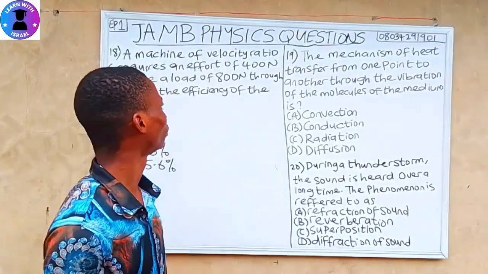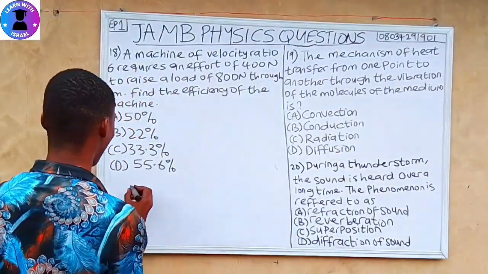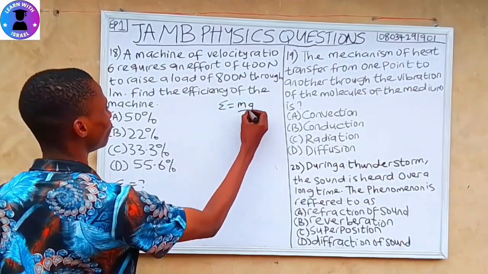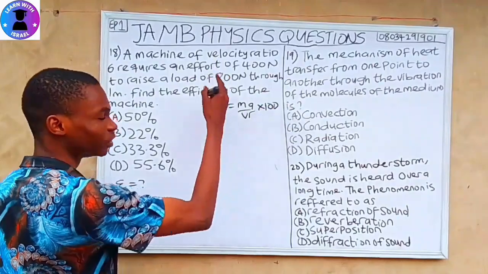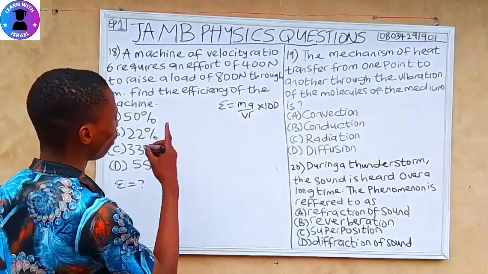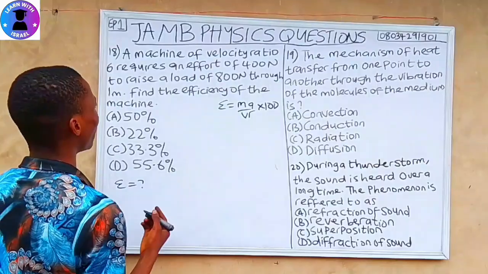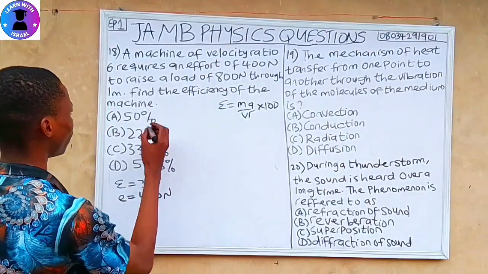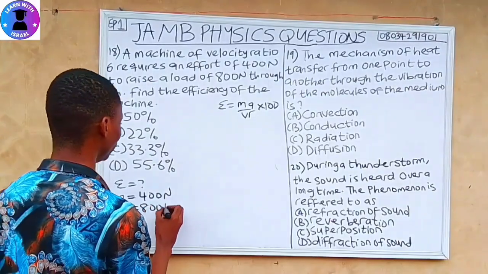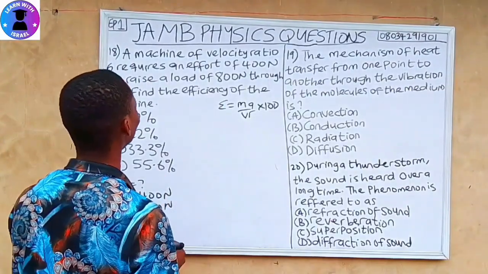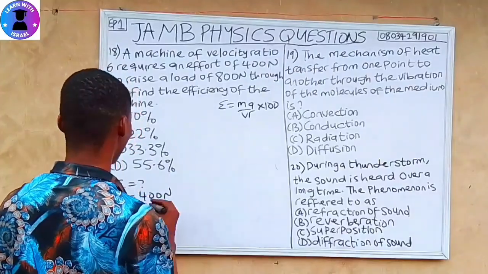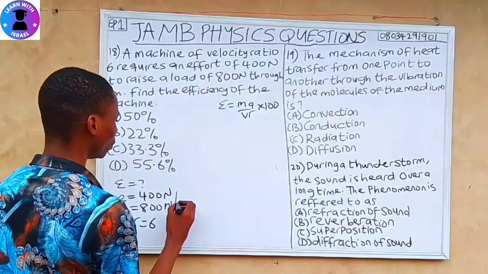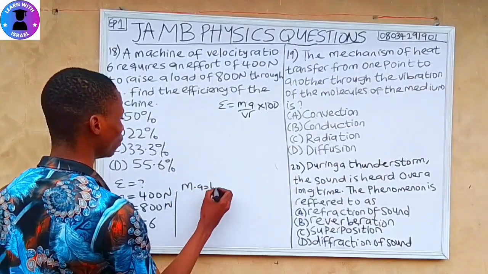So let's solve this question on simple machine. We are looking for our efficiency, and the formula for efficiency is MA over VR times 100. As I said earlier, we've treated one question on simple machine before. So our effort, which is the small one, is 400 Newton, and our load is 800 Newton. What other thing do we have? We already know our velocity ratio as 6. We are looking for our mechanical advantage. So the formula for mechanical advantage is L over E.